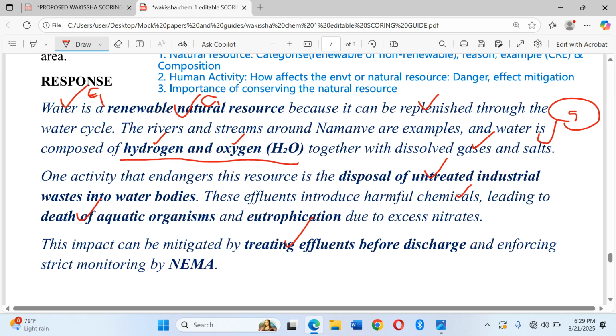I think that you are able to get your 3 scores and pocket them very fast. We say that these are 5 scores. Then the last paragraph, we talk about the importance of conserving the natural resource. Which natural resource? The one that you talked about right away from the beginning, the water.